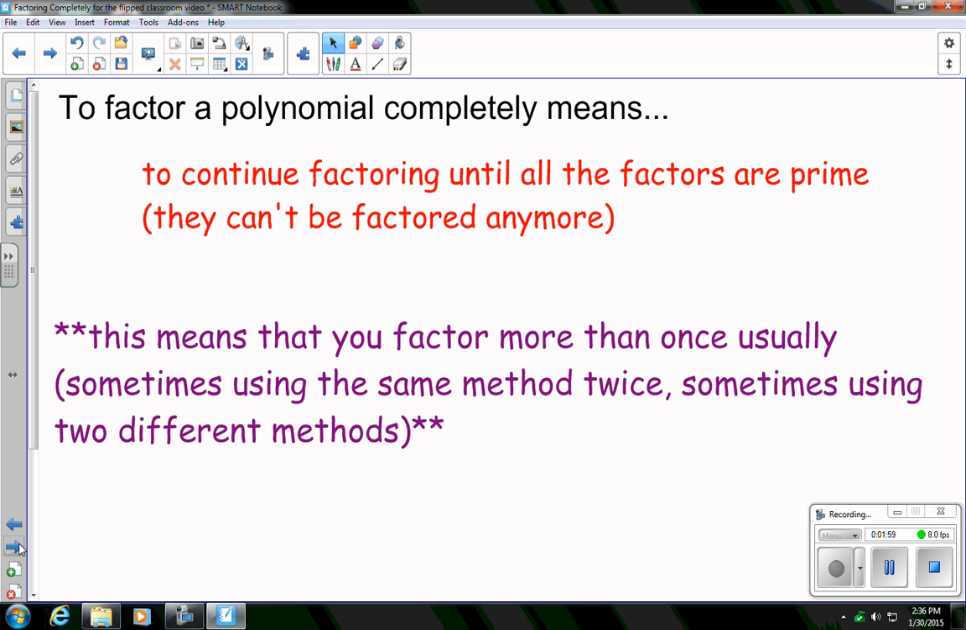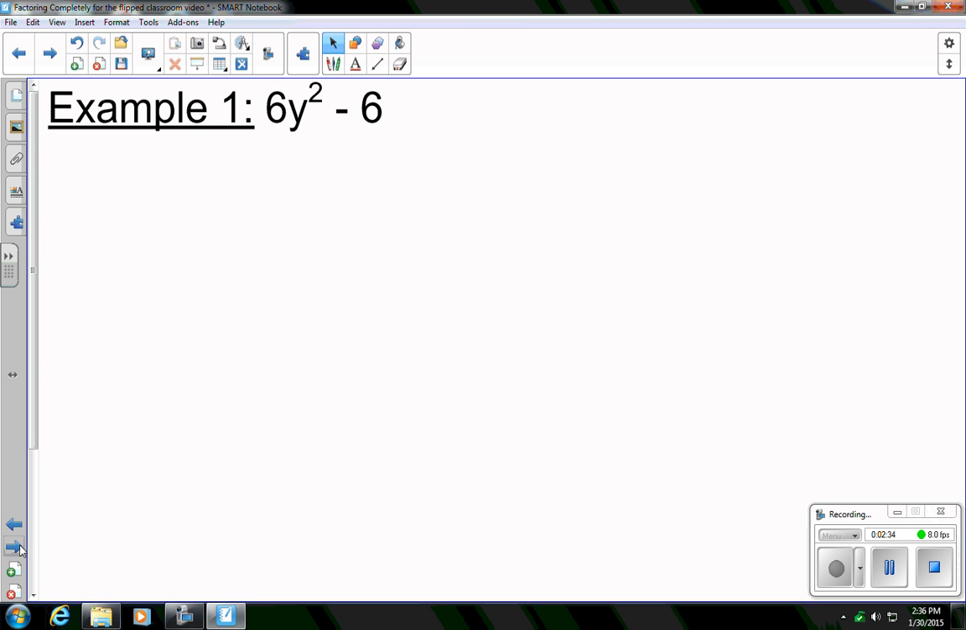And typically this means that you're going to factor more than once, and that sometimes you're going to use the same method twice. So GCF and GCF, or you're going to use DOTS and DOTS, or trinomial and trinomial. But usually it's going to be two different methods. So GCF and then DOTS, or GCF and then trinomial, or DOTS and then GCF, or vice versa. So something like that.